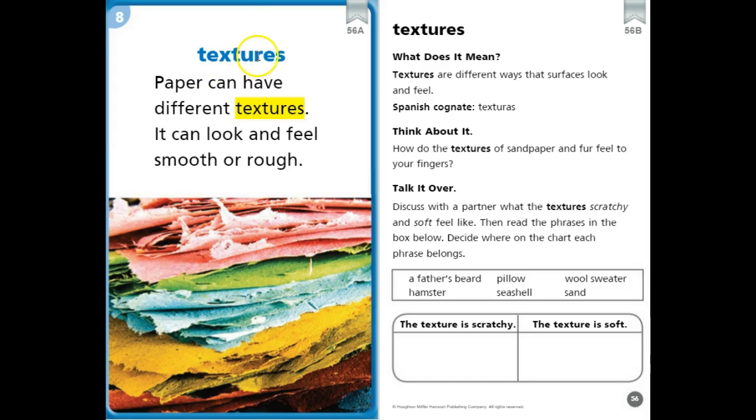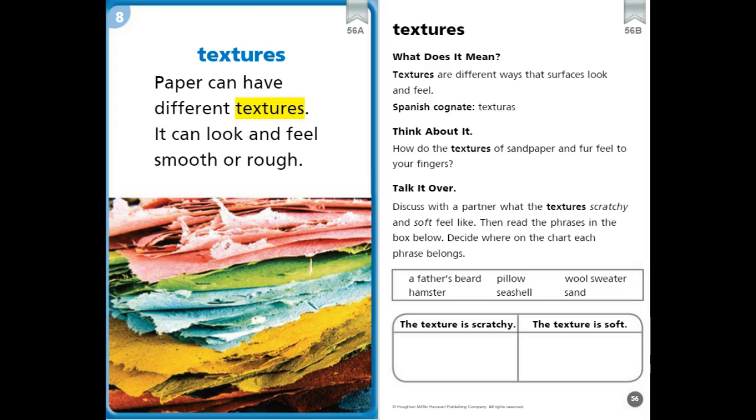Read with me. Textures. Paper can have different textures. It can look and feel smooth or rough. Textures are different ways that surfaces look and feel. How do the textures of sandpaper and fur feel to your fingers?